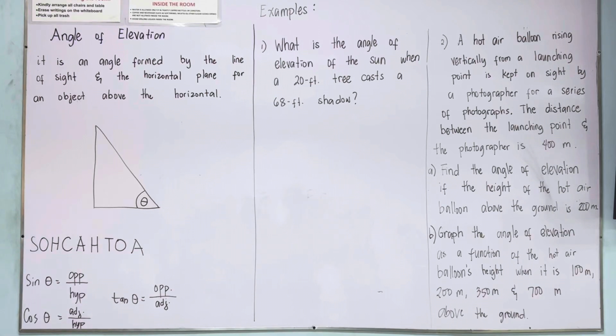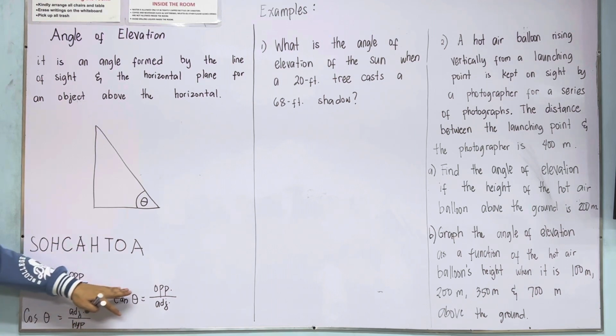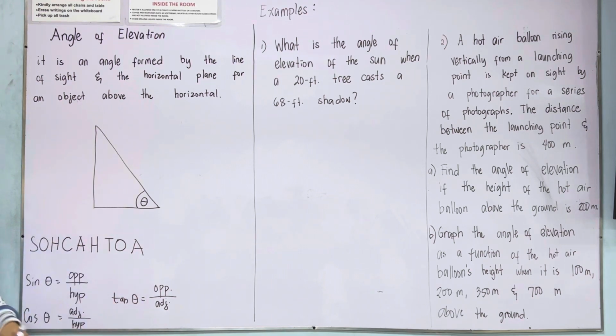So this is the application of our trigonometric functions, the Sohcahtoa. Sa Sohcahtoa natin, class, let us recall, bakit tinawag na Sohcahtoa? Because sine is equal to opposite over hypotenuse, cosine is equal to adjacent over hypotenuse, and lastly, tangent is equal to opposite over adjacent.